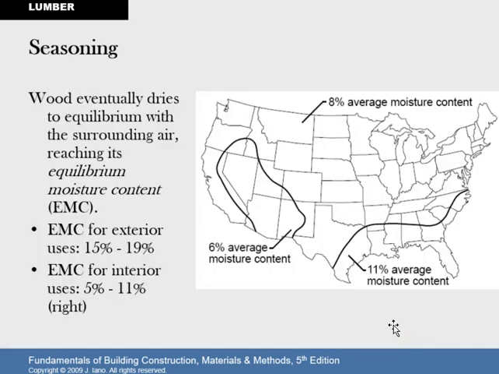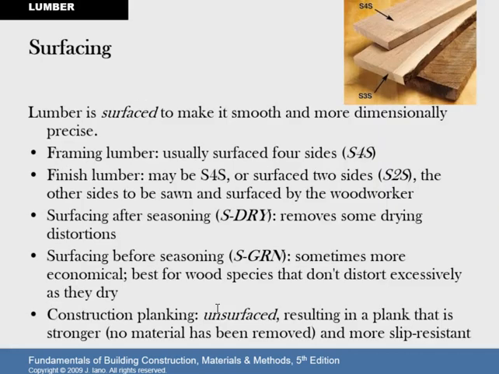Okay, seasoning. So continuing on with that, we did talk about equilibrium moisture content and the importance of that. Here it's pointing out that for exterior products, the moisture content level could be at 15 to 19%, whereas for wood that's used on an interior finished product, it should be between 5 and 11%, quite a bit less. And we looked at the chart of all the various U.S. states and where they fell. So this is just a simplified graph of average moisture content.